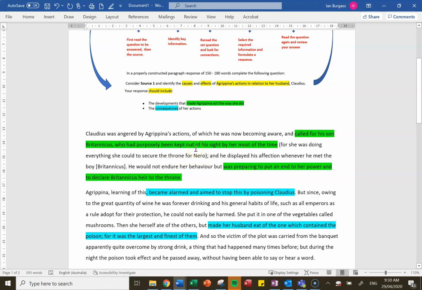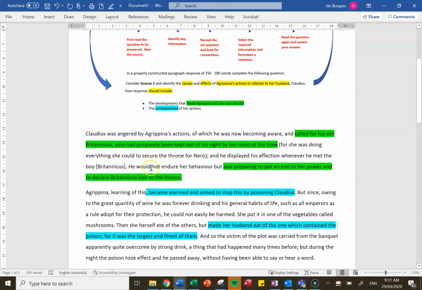So here Agrippina's basically been sidelining Claudius's actual son and pushing his adopted son, Nero, into the limelight. Okay? And Claudius was becoming aware of it. He displayed his affection whenever he met the boy. So when he starts seeing Britannicus more, he starts highlighting him and demonstrating that he has a high regard for him, a love for him.